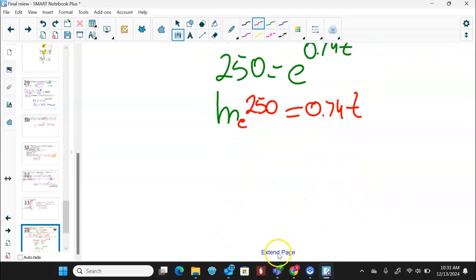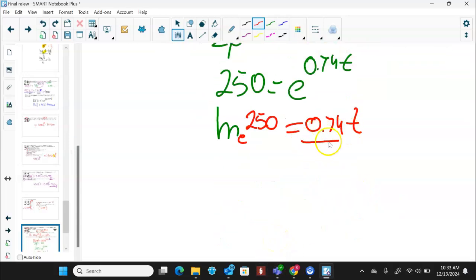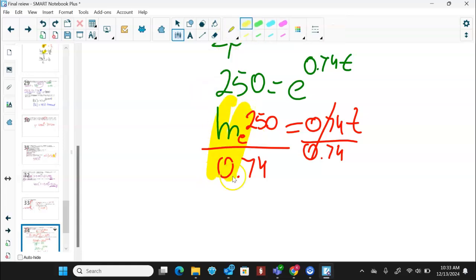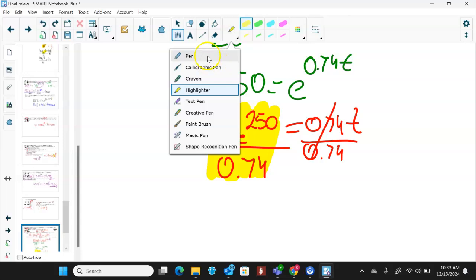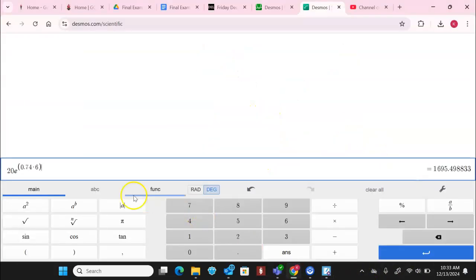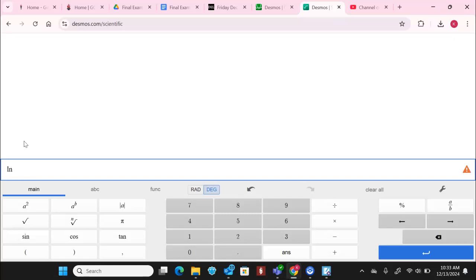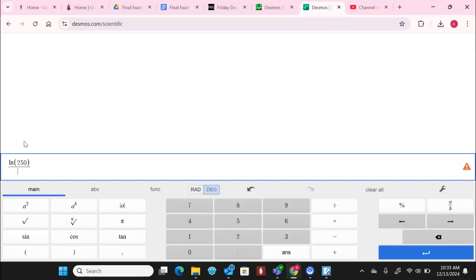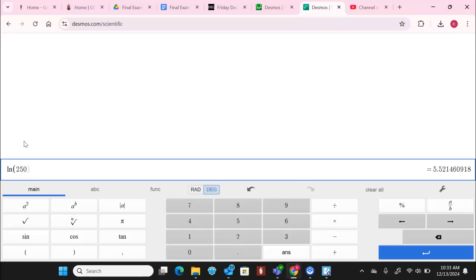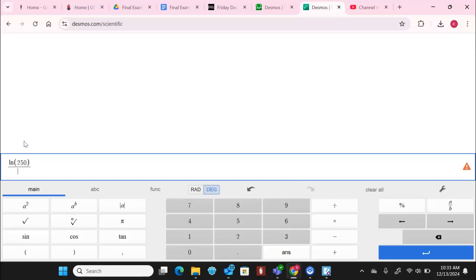Now you're going to solve for T, so you have to divide by 0.74. You're going to put all of this into the calculator. I'm going to show you again, and very important, you put ln. You do not put the e down there because it's assumed. The calculator already knows. And you're going to divide the entire thing. You do not divide inside the parentheses, because that is going to give you the wrong answer. Divide the whole thing by 0.74.